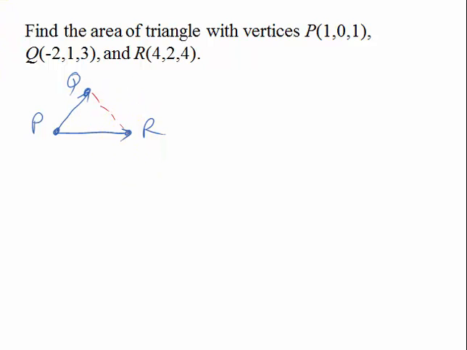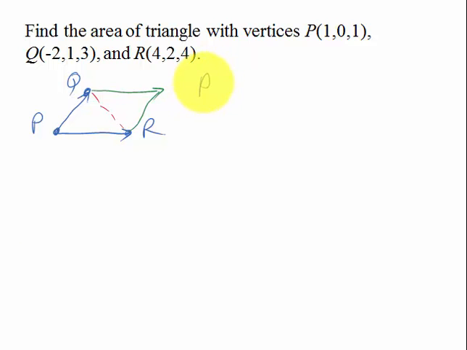Something that we learned was how to find the area of a parallelogram. And so this triangle is just 1/2 of the area of this parallelogram. So we could find the vectors that define this triangle, then do their cross product and find the magnitude, and that would be twice the area of the triangle. And so we could divide it by 2 to have the area of the triangle. So that's where we're headed.